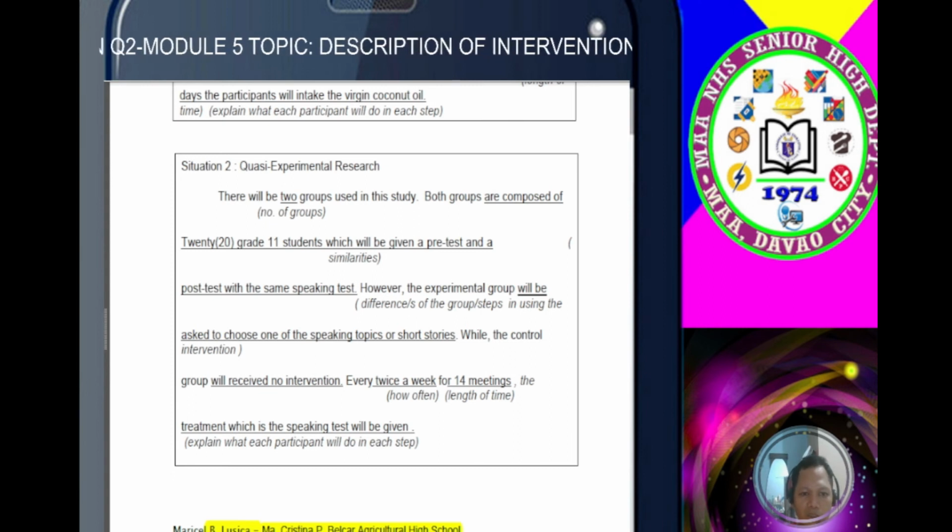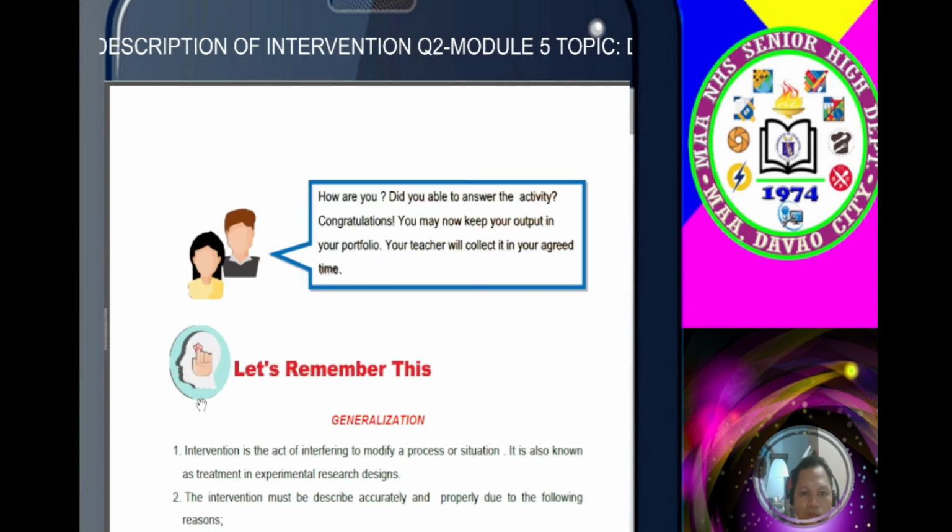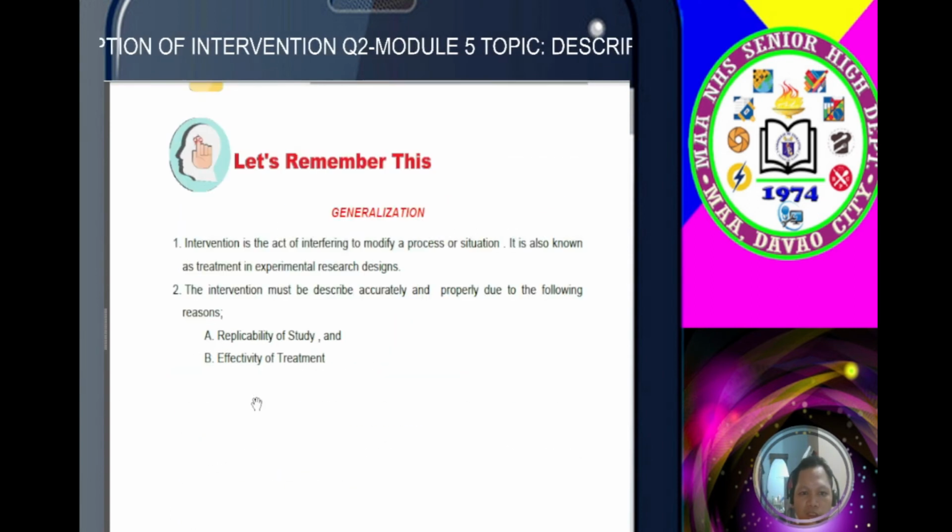So about the process in making a detailed intervention for your research, let's remember this. Number 1, intervention is the act of interfering to modify a process or situation, also known as a treatment in experimental research design. Number 2, intervention must be described accurately and properly due to the following reasons: replicability of the study and effectivity of treatment.